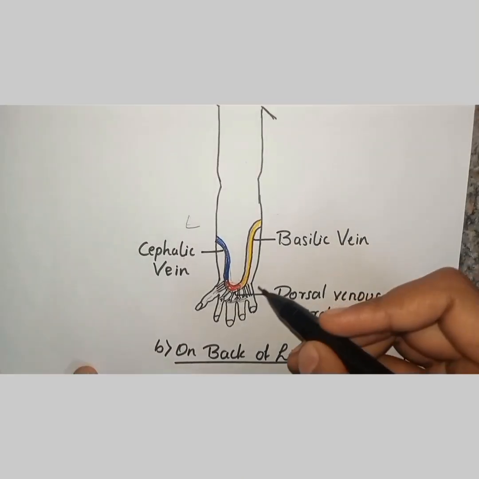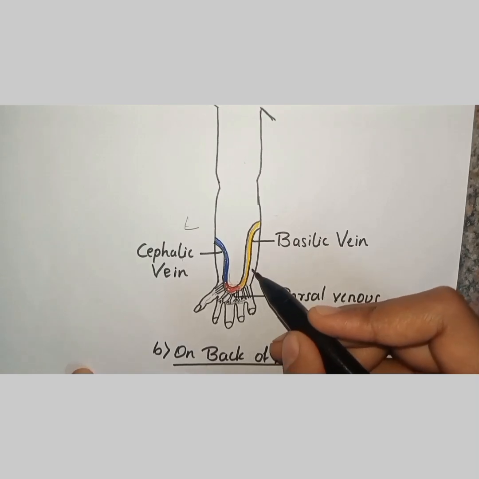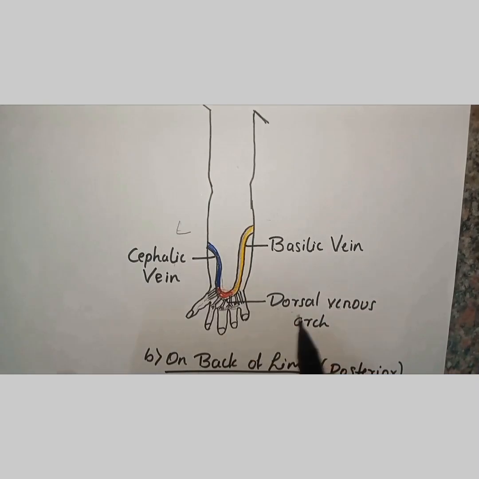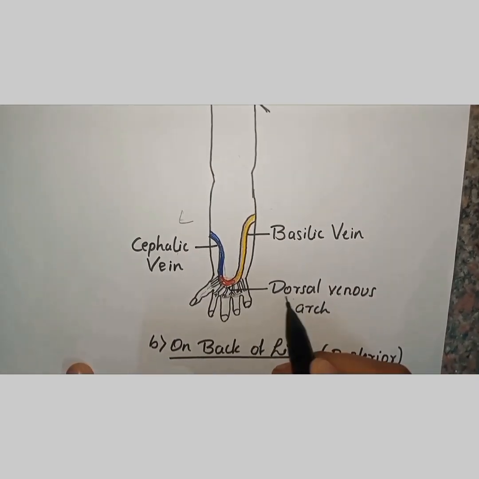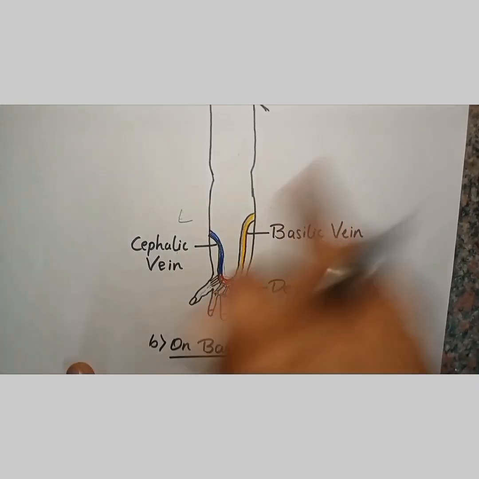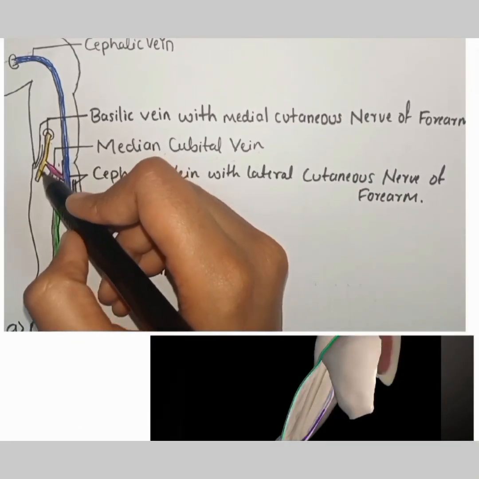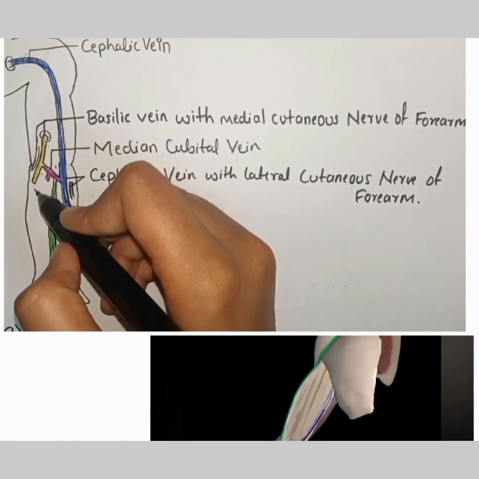Now let's see here. As you can see, the yellow color I have marked here is the basilic vein, which arises from the medial end of the dorsal venous arch. Anteriorly, it runs upward along the back of the medial border of the forearm.